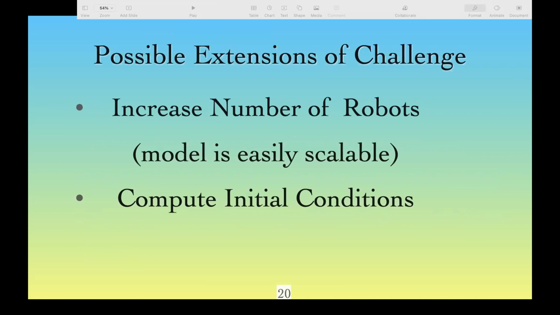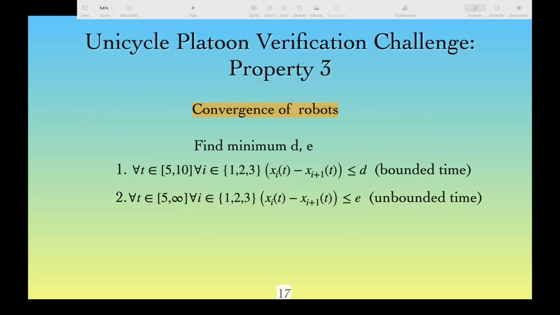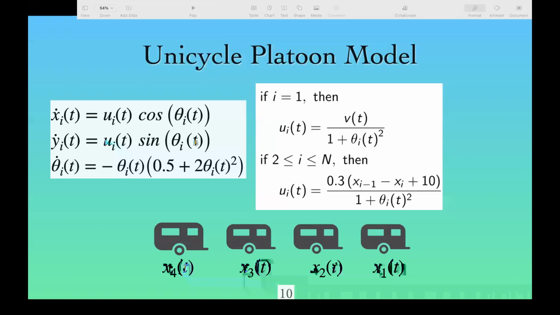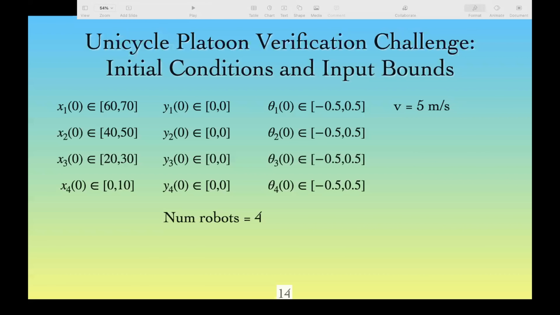The possible extensions of the challenge could be to increase the number of robots, and the kind of model I have proposed is easily scalable. For example, if I go back to the slide where I propose the model, this model is parameterized in terms of the number of robots, and we can simply increase the value of n to increase the dimensionality of the model. So this model is easily scalable.